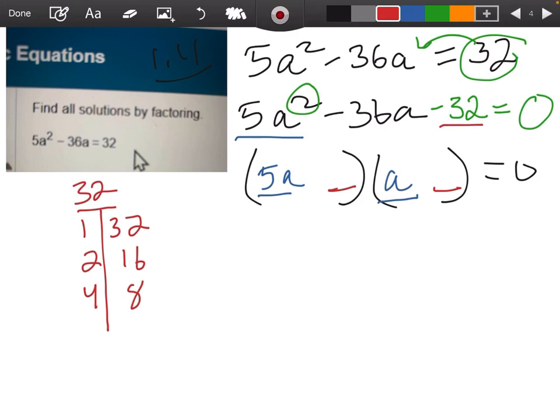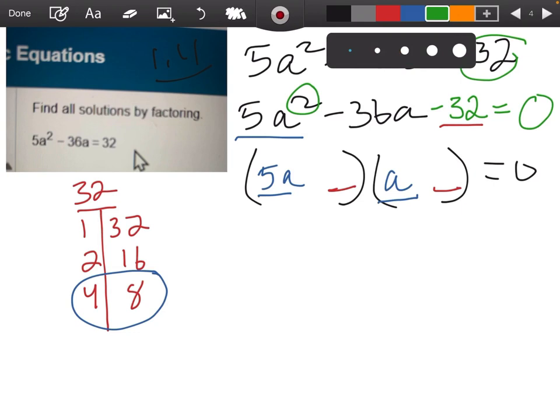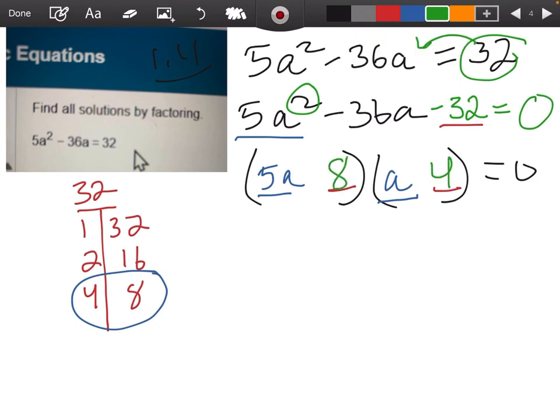So, y'all, I'm going to go ahead and try my numbers 4 and 8, okay? Now, where does the 4 go? Where does the 8 go? I don't know yet. This is why it's called guess and check. So, y'all, I'm going to show you something. If I put an 8 here and I put a 4 here, I know that when I multiply 8 times 4, I'm going to get a 32.